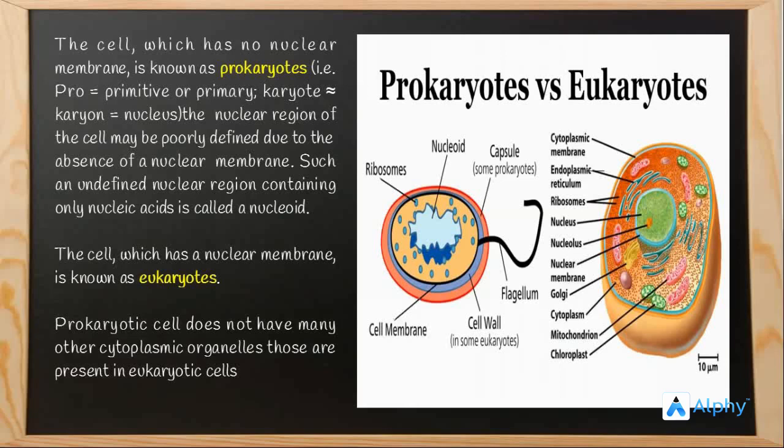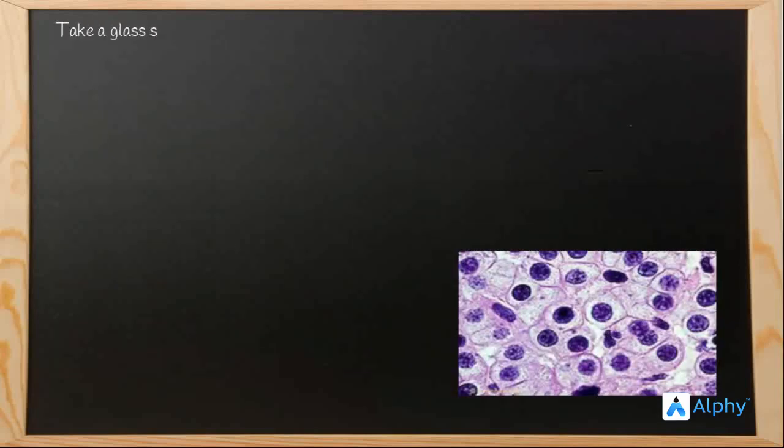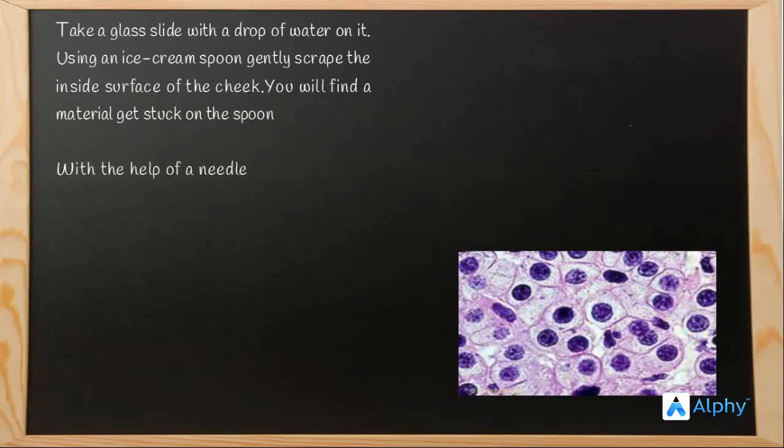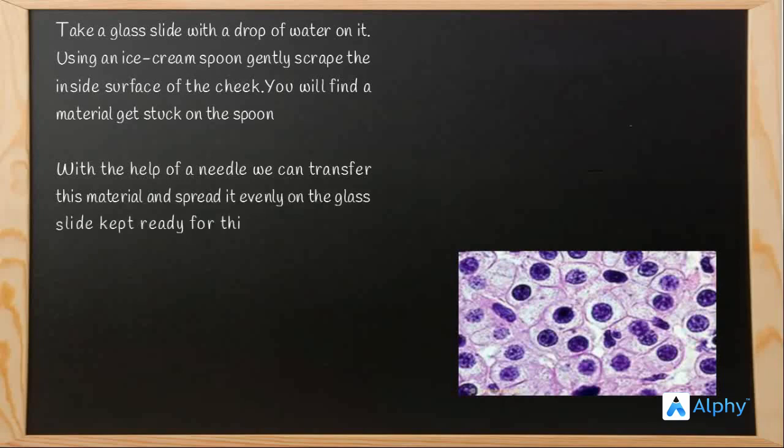Now, let's learn more about the nucleus by an experiment. Take a glass slide with a drop of water on it. Using an ice cream spoon, gently scrape the inside surface of the cheek. You will find a material stuck on the spoon. With the help of a needle, we can transfer this material and spread it evenly on the glass slide kept ready for this. To color the material, put a drop of methylene blue solution on it.